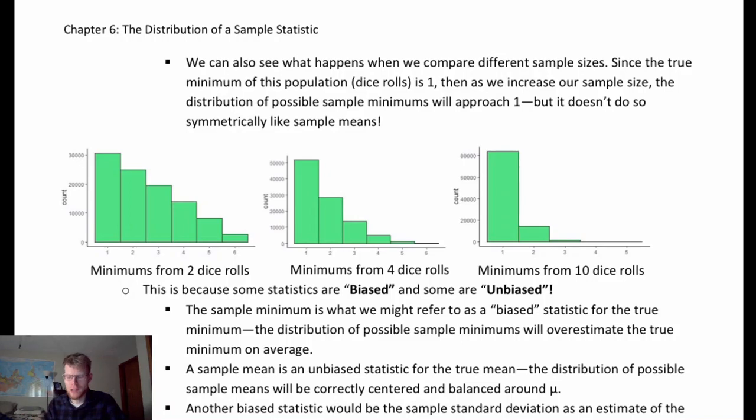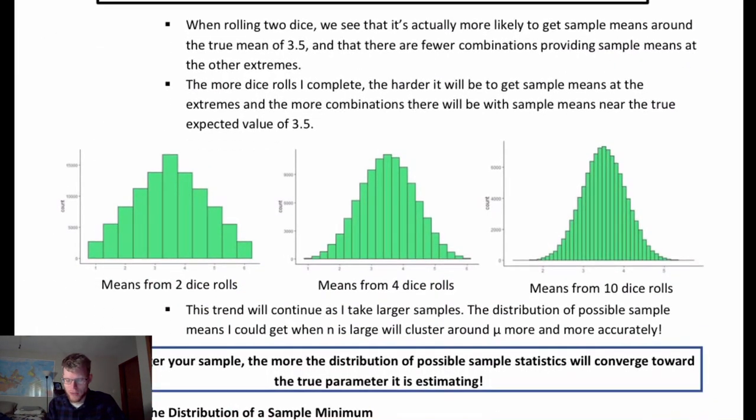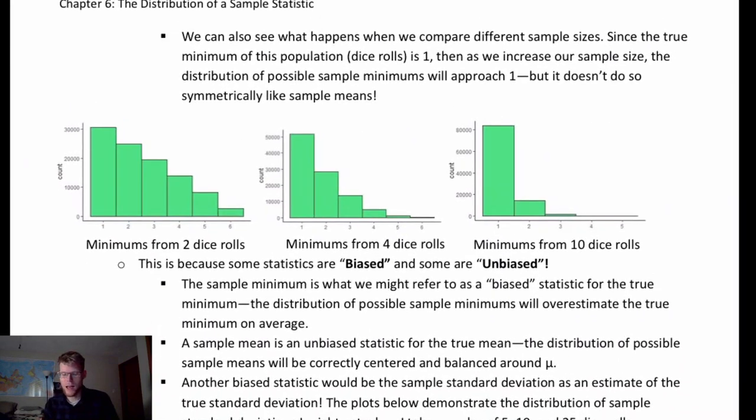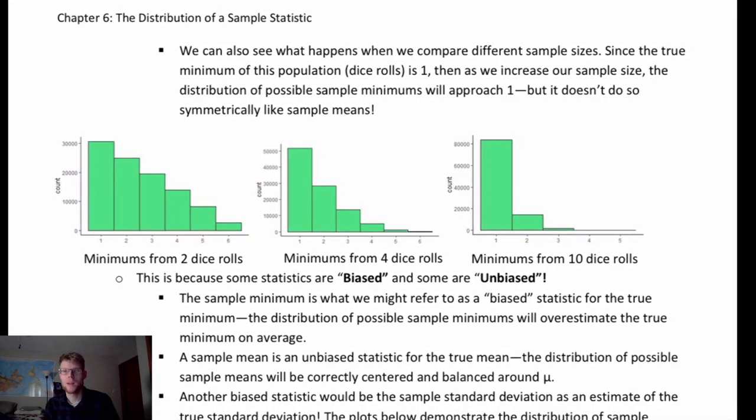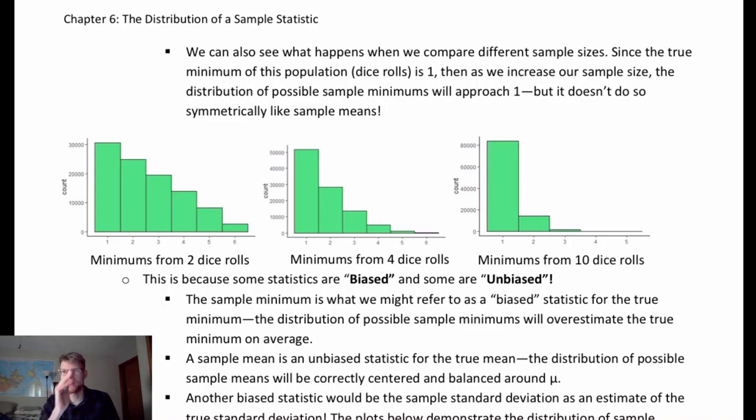Now, this one's a little bit different than means, right? You might notice this already: with means, it's converging symmetrically around the true population mean of 3.5, from both sides. Whereas with a parameter like the minimum, I'm only converging from one side. And so this is where these two terms come in.